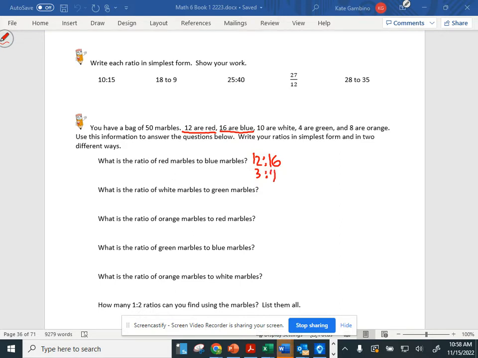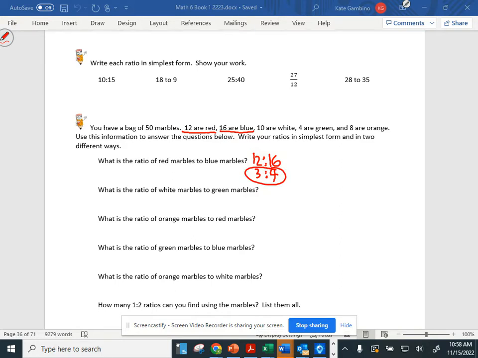Perfect. So that is one way of showing it. Nolan looked up and he said, okay, red was 12, so that's going to be my first one, because it says red to blue, so red's listed first. I have to list the red first. Then he did it using the colons to the blue. And then he didn't stop there. He said 12 to 16, but oh, I can simplify. I can divide a 4 out of both sides. So his final answer would be 3 to 4.